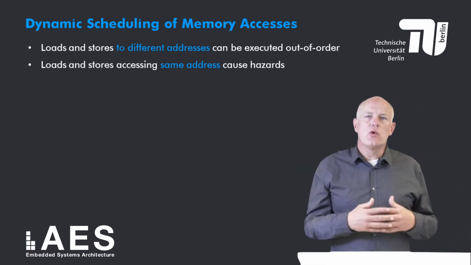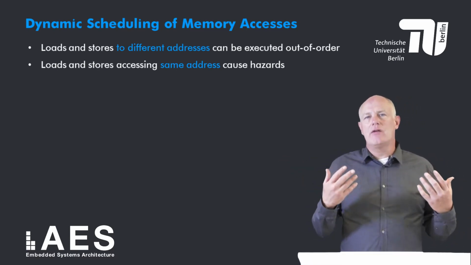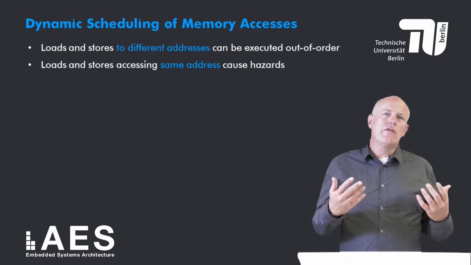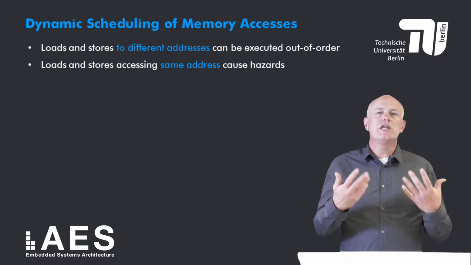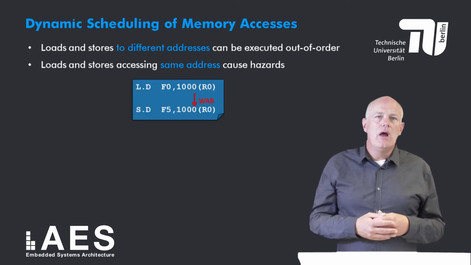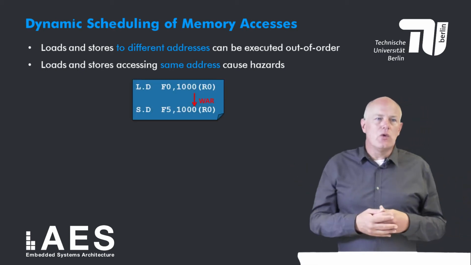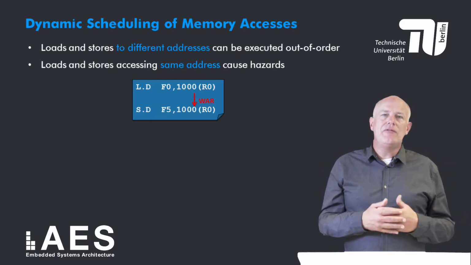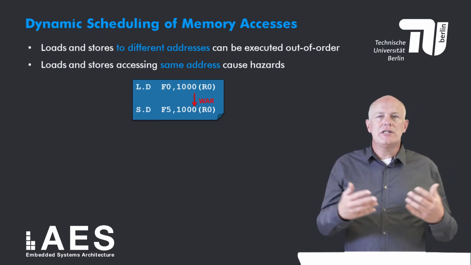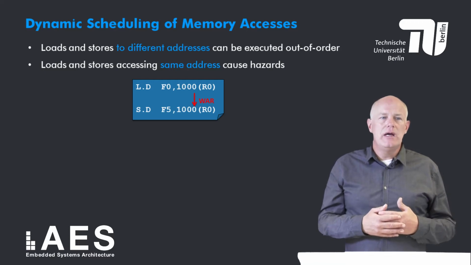Obviously, loads and stores to different addresses can be executed out of order, but loads and stores to the same address can cause hazards, and if they do, they must be executed in order. For example, if we first store to address 1000 and then load from that address, we have a read after write hazard. Recall that register 0 is always 0 in MIPS.